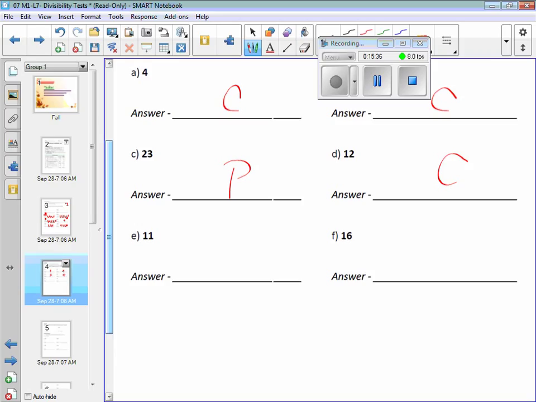11. Will 2 work? 3? 4? 5? 6? 9? 10? Prime.